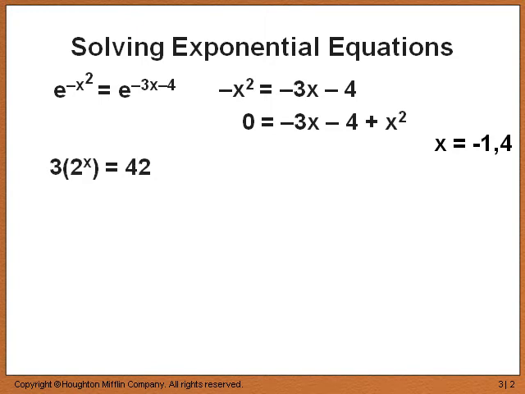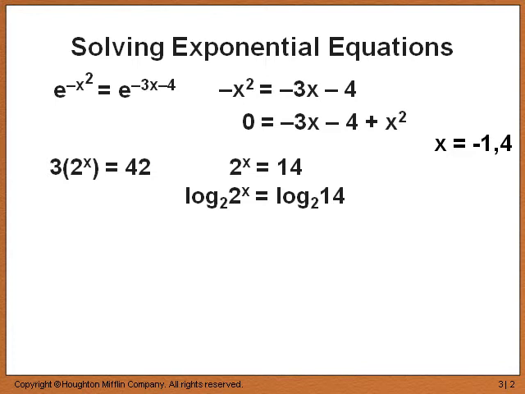Another example: 3 times 2 to the x equals 42. First we're going to divide both sides by 3. We end up with 2 to the x equals 14. And then we can use the inverse property of logarithms that we learned before. So I'd like you to pause right now and attempt to get x by itself using that property, and then resume when you have at least a first step.